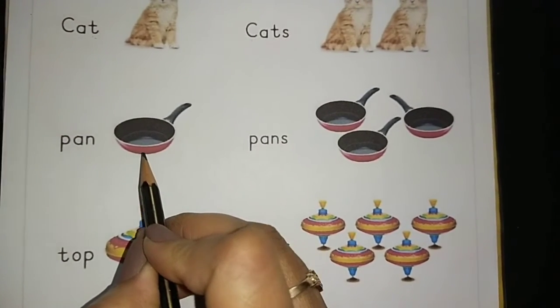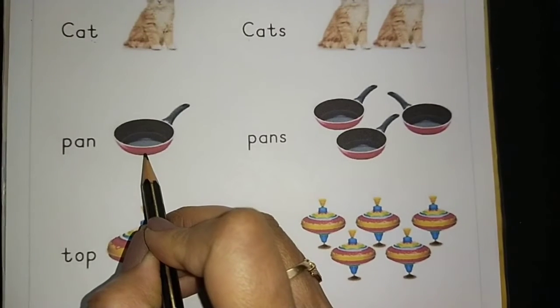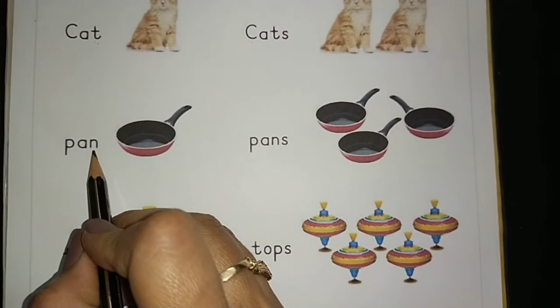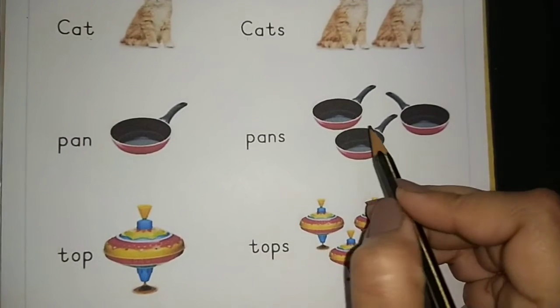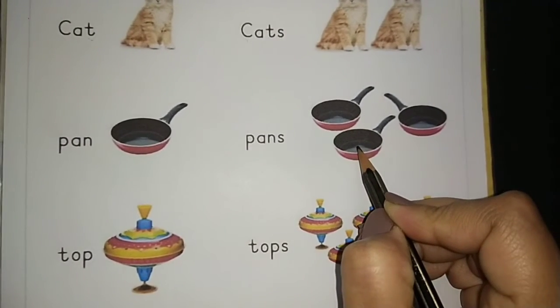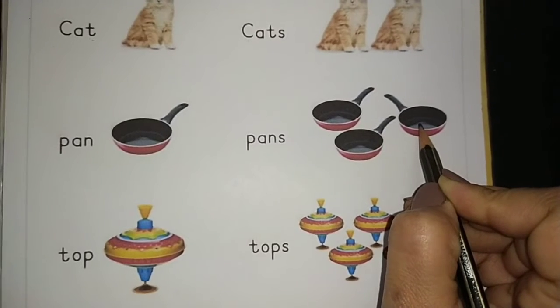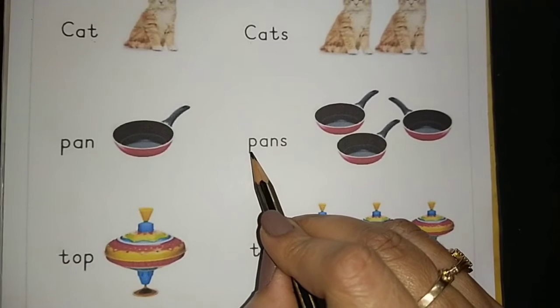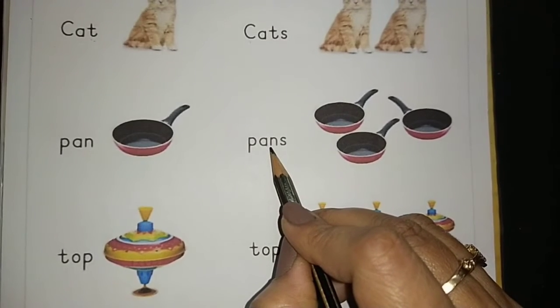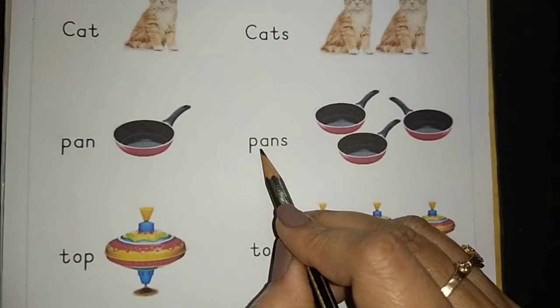There is only one pen. So we will write P-A-N, pen. Now count here. How many pens are there? 1, 2, 3. There are 3 pens. So we will write P-A-N-S, pens.